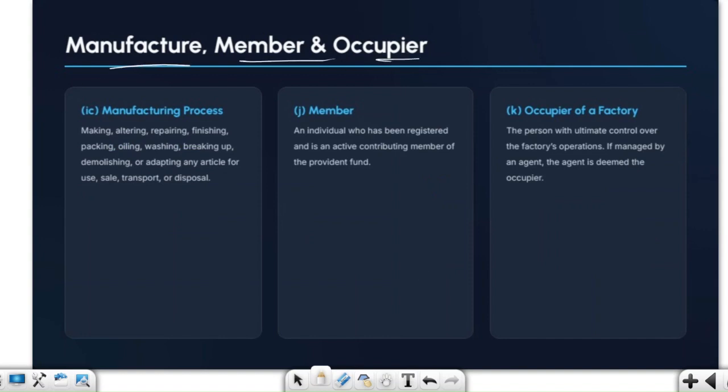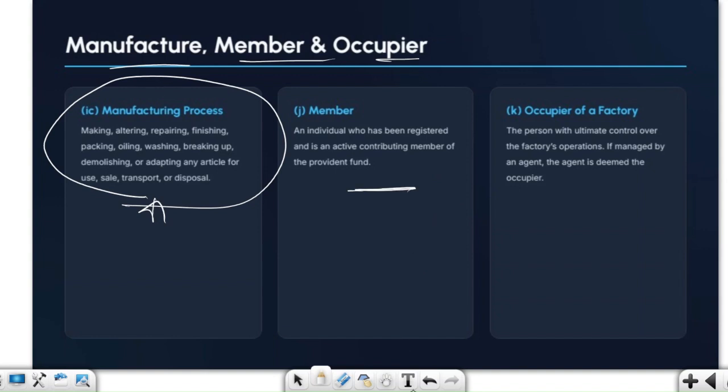So what is a manufacturer here? Processing. We have to understand what the manufacturing process is first. The definition is much broader than simply making a product. It talks about making, altering, repairing, finishing, packing, oiling, washing, breaking up, demolishing or adapting. So all these come under your manufacturing process.